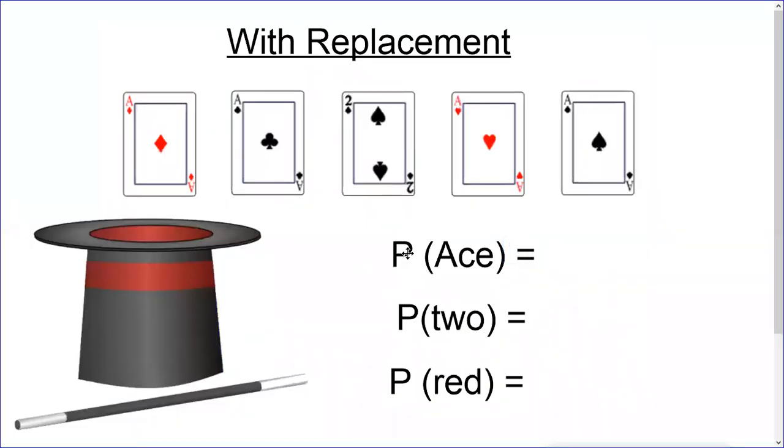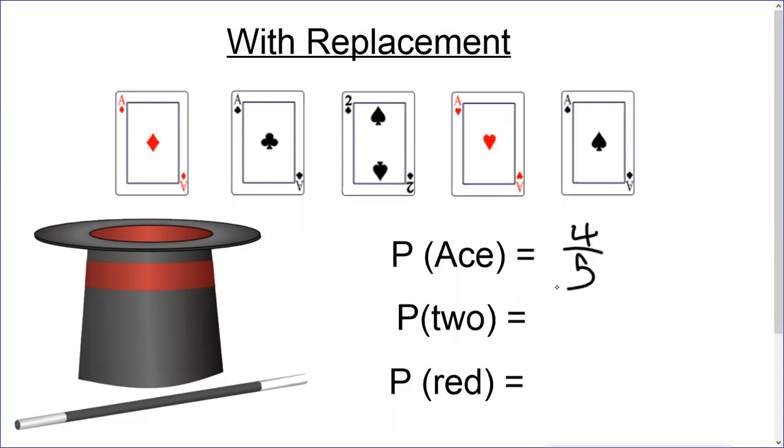So let's take a look at this example. And this is with replacement. Let's say we put all of these cards in the magic hat and you were going to choose one card. So it's a single event. Well, there are 5 total outcomes that could happen. There are 5 cards in the hat. So the probability of selecting an ace, the desired outcome is an ace. There are 4 of them. The probability is 4 out of 5, or 80%.